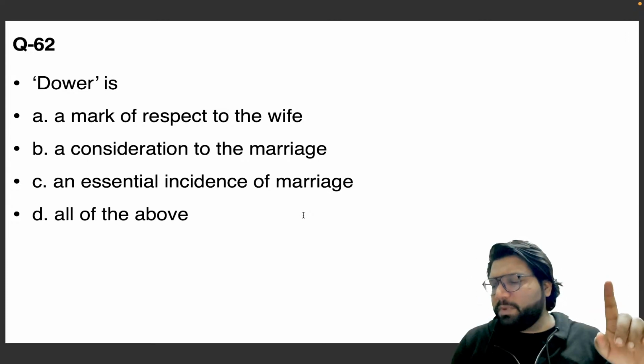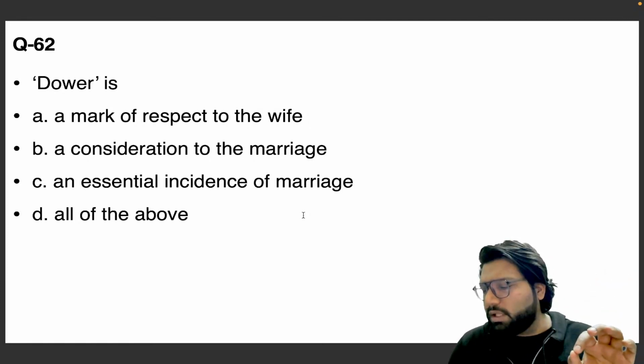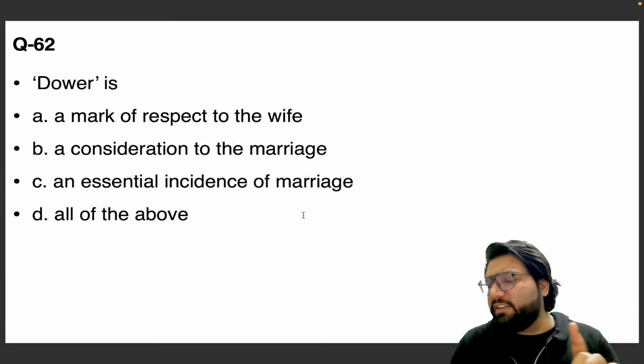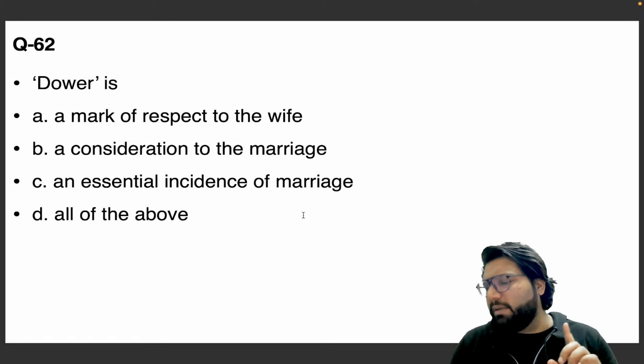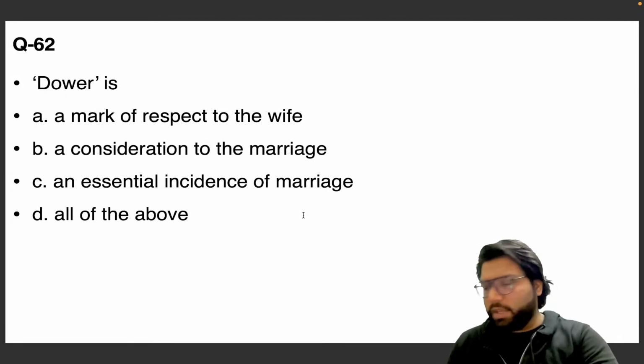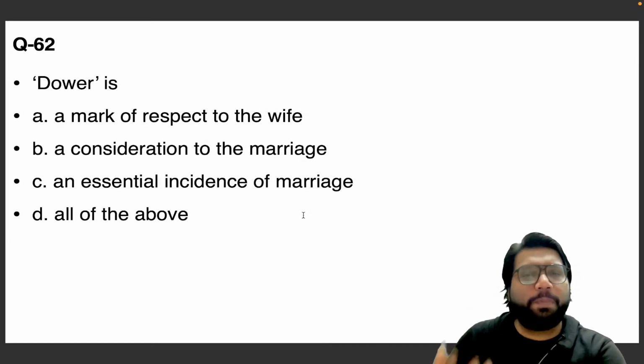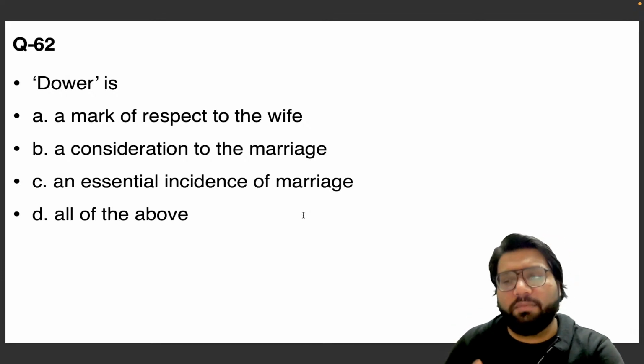Hina, the statement that has been used by you, that in muta marriage, husband, if he wants to leave wife, he will pay hiba a muddat. That is completely correct. And if wife leaves husband, she gave hiba a meher. That I need to confirm about the status of wife. Okay, everyone's answer is correct. That is D only, students. All of the above. Dower is a mark of respect to the wife. It is a consideration to the marriage. And this is something which is very essential incidence of marriage as well.